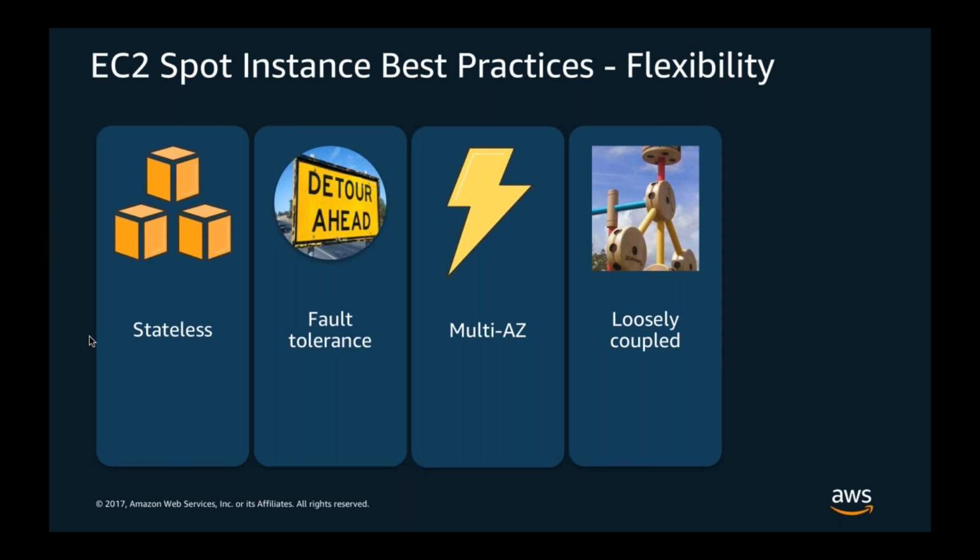You want to design for fault tolerance. You don't want to have a single point of failure in any component of your application. You want to utilize multiple availability zones as much as possible. You want to spread load across availability zones, and you also want to spread capacity across availability zones.